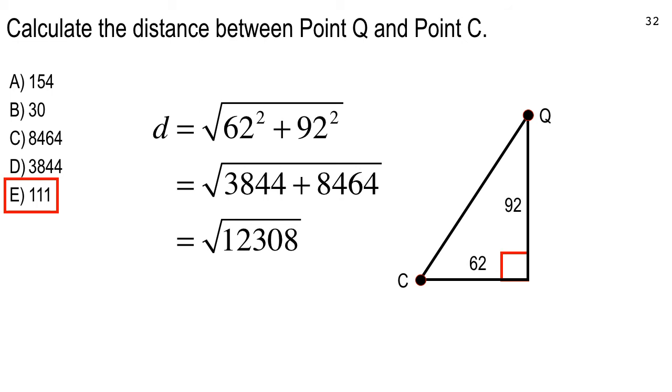Now notice, do you notice anything about the options? They're all whole numbers. Notice anything else? They might not be whole numbers, but there is something. Yeah, Kristen. I put 3844 and 8464 in there. And why do I do that?